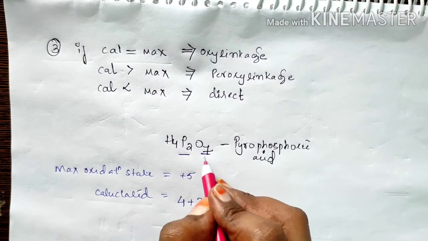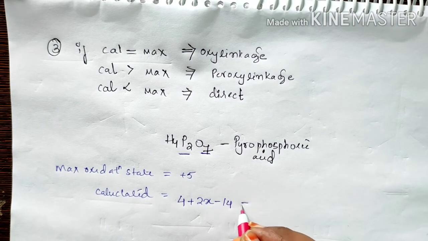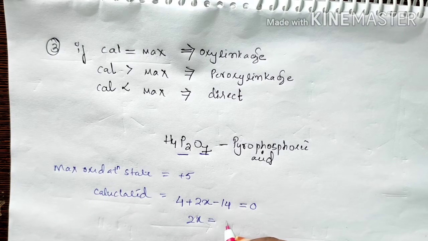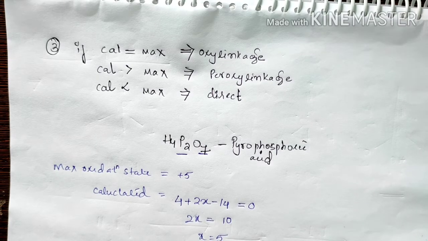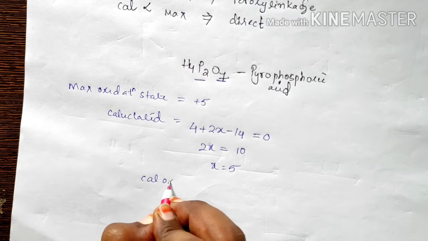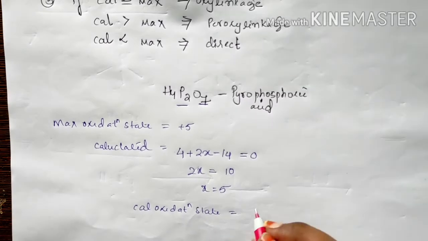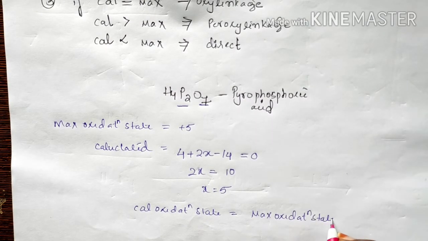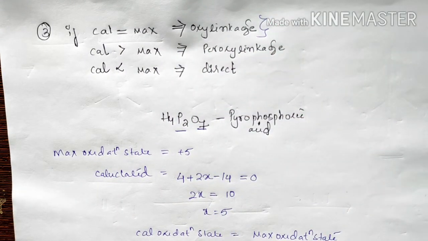Minus, each oxygen contributes -2, so 7 oxygens is -14. Total equal to 0. Now 2x is equal to 10 and x is equal to 5. Here the calculated oxidation state is equal to the maximum oxidation state. Then according to this we will have oxy linkage.